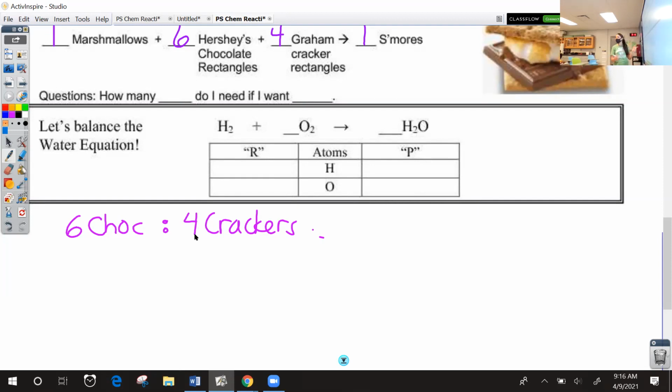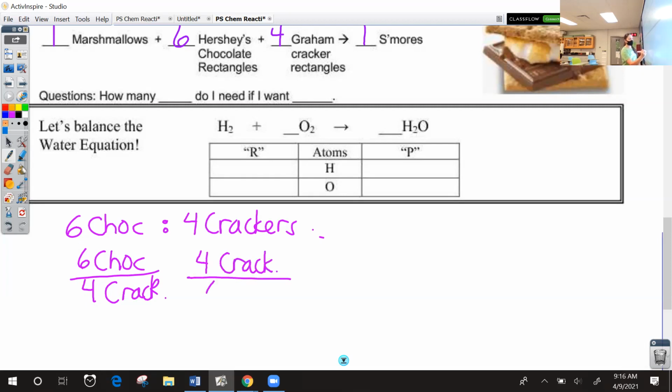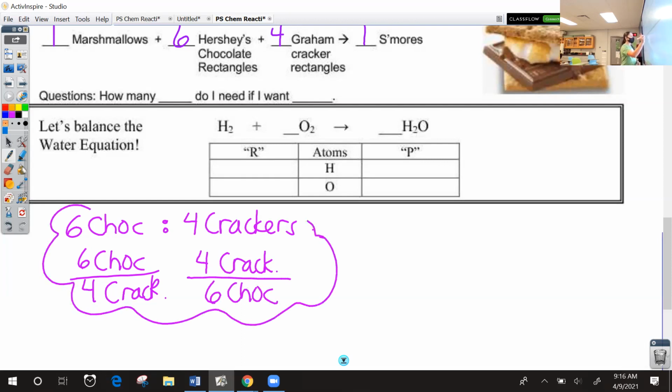Now there are 2 other ways that I can write this ratio. You can also do it as a fraction. So I can say 6 pieces of chocolate to 4 graham crackers, or I can flip it, and it's still a ratio. I can say 4 graham crackers to 6 pieces of chocolate. These are all called ratios, and ratios can be used in a calculation really, really easily.